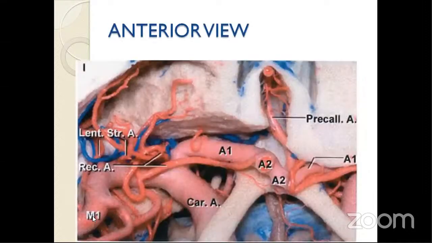This is an anterior view where we can see the M1 segment after arising from the carotid artery and the lenticulostriate vessels, as we have discussed before, that are arising from the M1 segment of MCA.